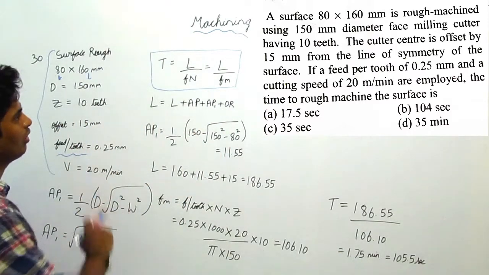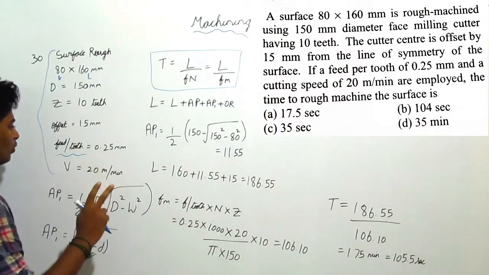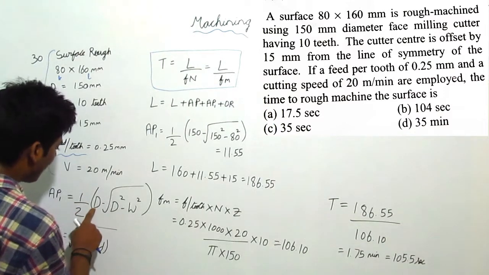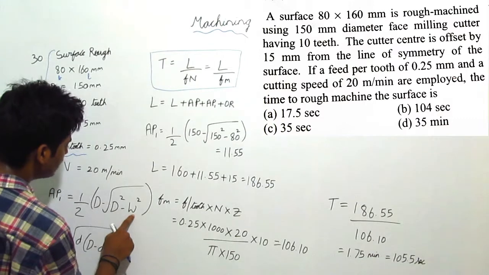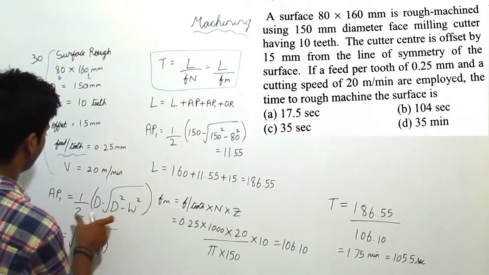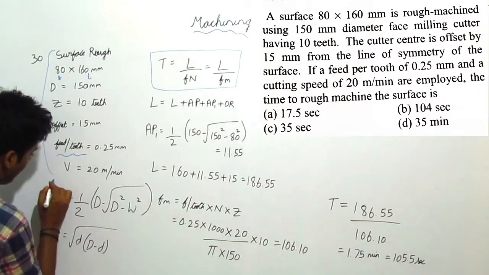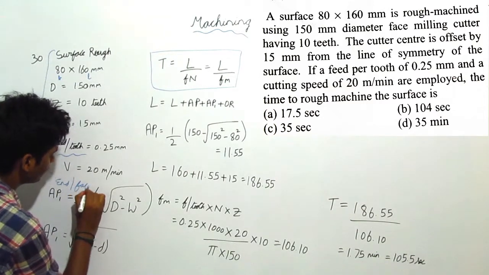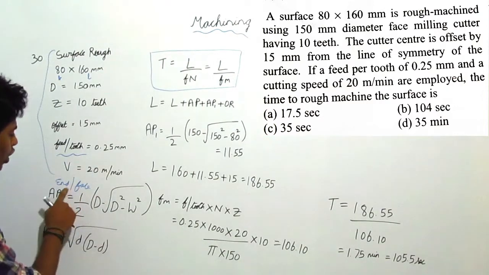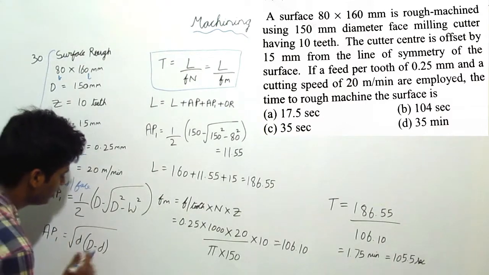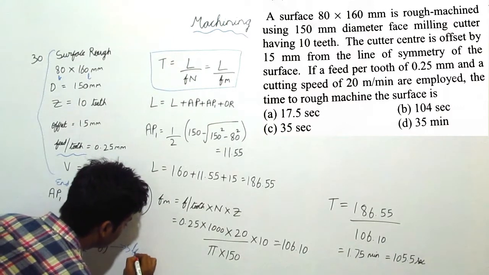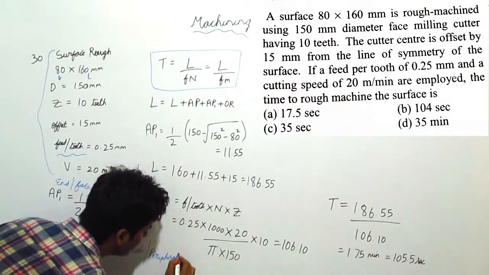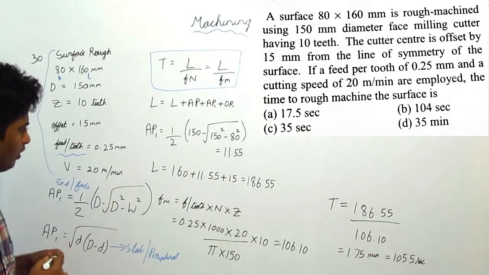Okay. In this milling operation, the AP1 value can be found in two ways. First, AP1 is half into capital D minus root of capital D square minus W square, where W is the width. This is used for end or face milling. The other AP1 value is used for slab or peripheral milling.